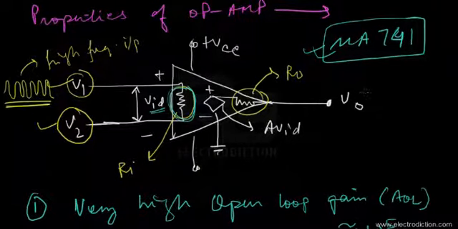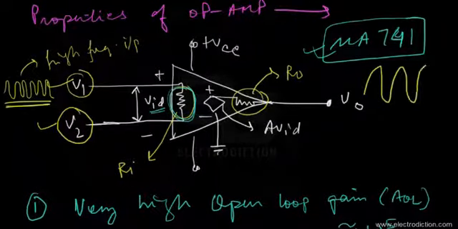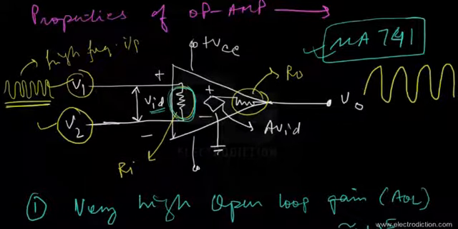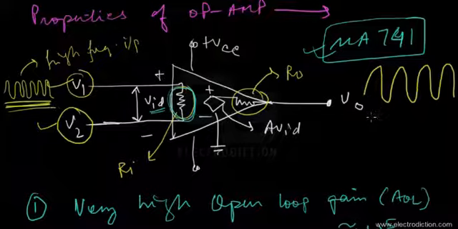Okay, so we would expect an amplified version of this high frequency input signal right over here at the output terminal of the op amp. So now if the op amp's output voltage doesn't vary at the same rate of variation of this input signal, then this result would not be obtainable.